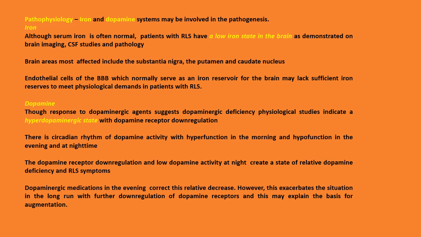Dopamine: though response to dopaminergic agents suggests dopaminergic deficiency, physiological studies indicate a hyperdopaminergic state with dopamine receptor downregulation. There is a circadian rhythm of dopamine activity with hyperfunction in the morning and hypofunction in the evening and at night time. The dopamine receptor downregulation and low dopamine activity at night create a state of relative dopamine deficiency and RLS symptoms. Dopaminergic medications in the evening correct this relative decrease. However, this exacerbates the situation in the long run with further downregulation of dopamine receptors, and this may explain the basis for augmentation.